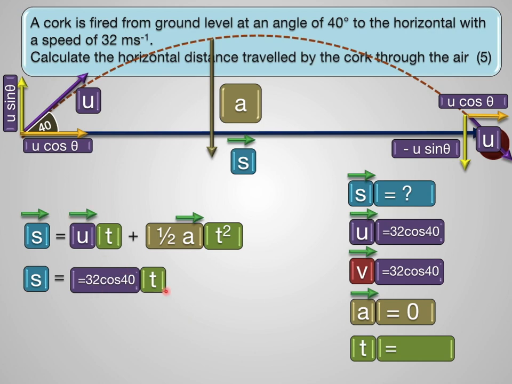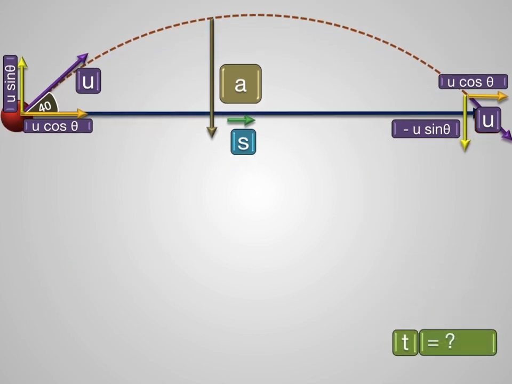But now there's a problem. We don't know time, so I'm going to find the time. Already we have used one equation horizontally, so you have 3 more equations remaining, but all 3 equations are in the vertical direction. So I'm going to use one of the equations in the vertical direction to calculate the time. For that, I'm going to write down all the vertical quantities.